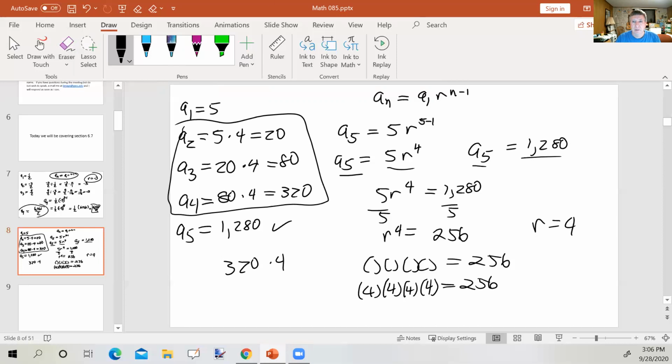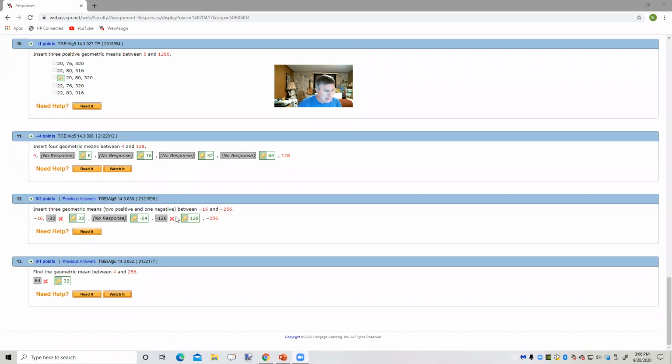Okay, now we're going to go back and look at problem number 11. And that says, find four geometric means between 4 and 128. Okay, so a sub 1 is 4. I'm supposed to have four geometric means between 4 and 128. So I've got a sub 2, a sub 3, a sub 4, a sub 5, and then a sub 6 is 128. Again, I've got 4 in the middle that are missing. So now I'm going to go back into my work screen.